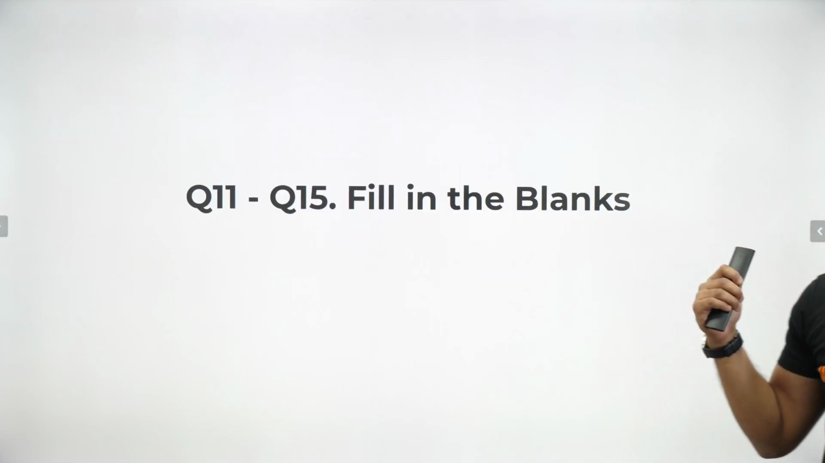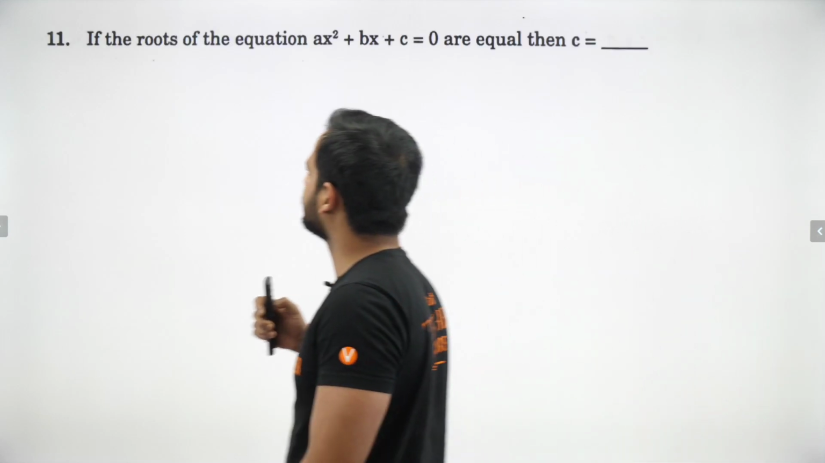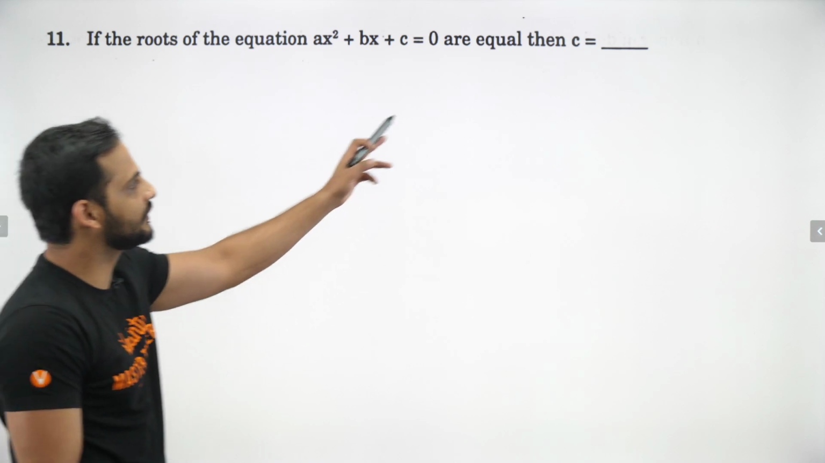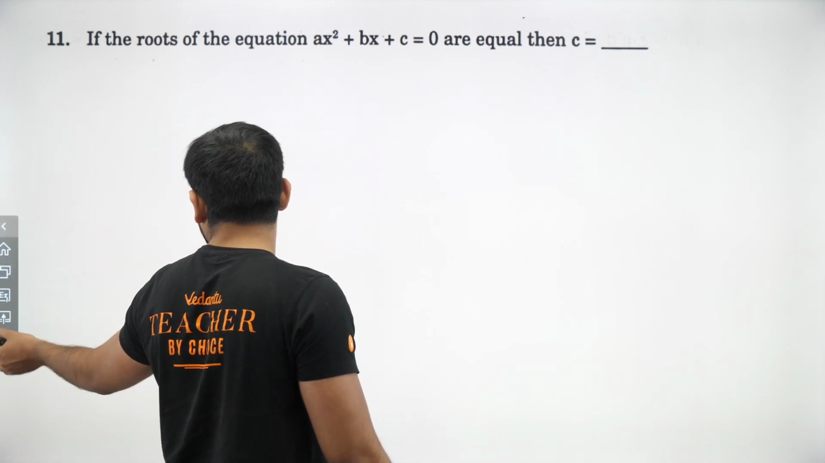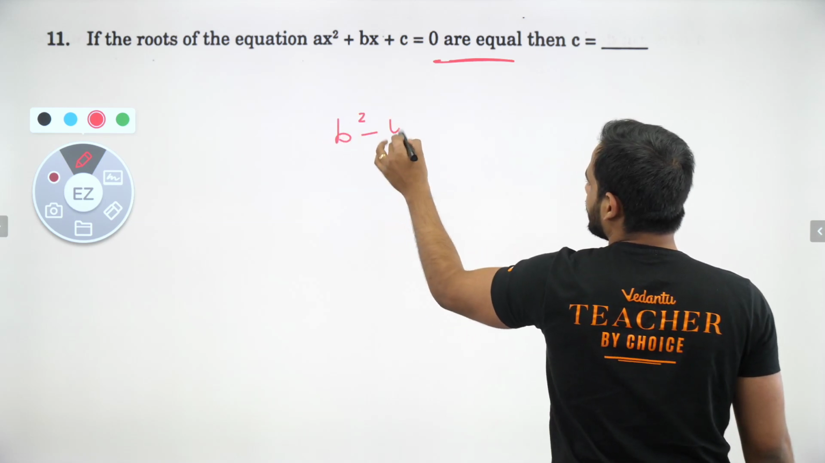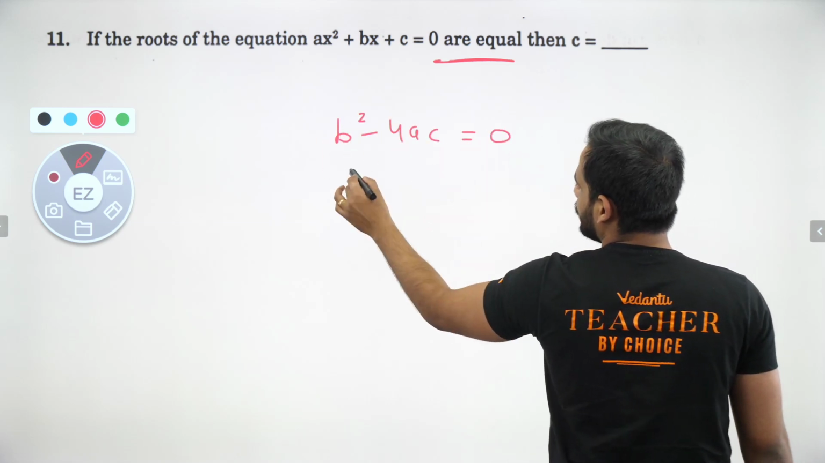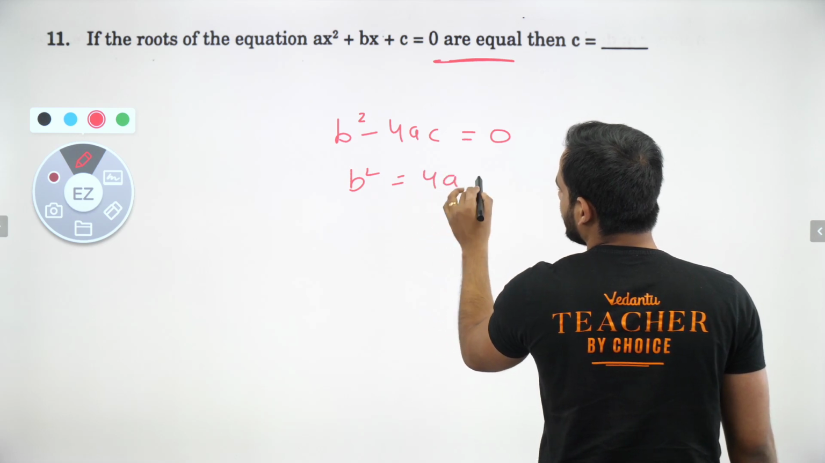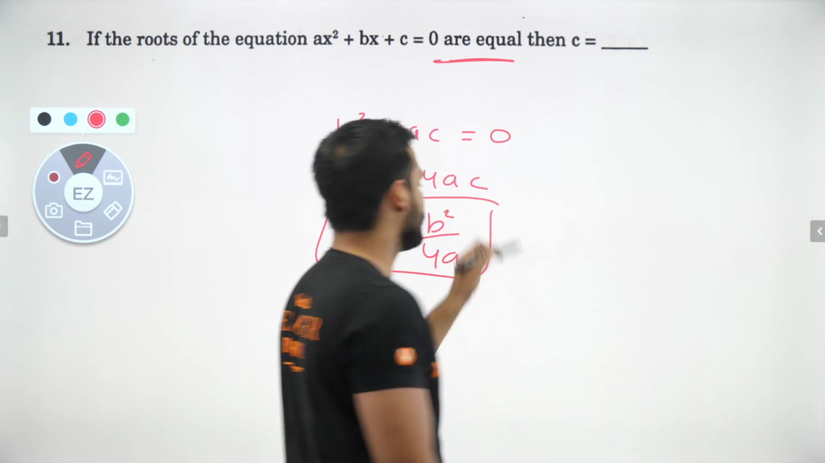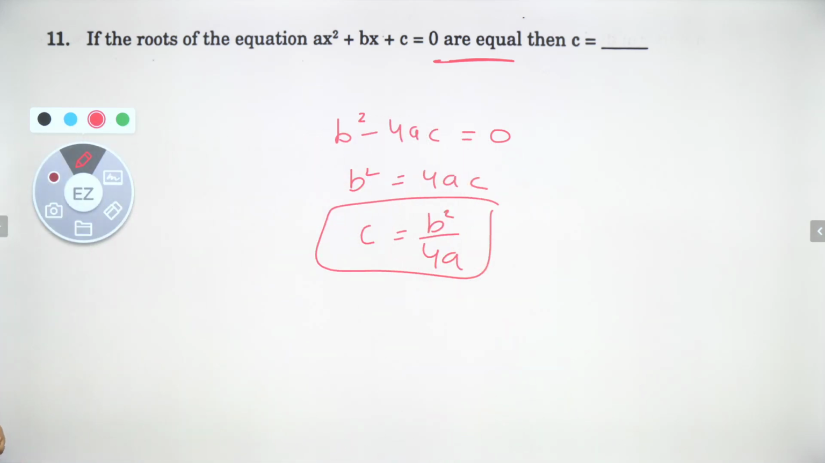The next question is this. Fill in the blanks. Let's do it quickly. If the roots of the quadratic equation ax square plus bx plus c is equal to 0 are equal, then c will be equal to what? Look carefully. If the roots are equal, we know b square minus 4ac should be equal to 0. So b square is equal to 4ac. So c is equal to b square upon 4a. Very good.